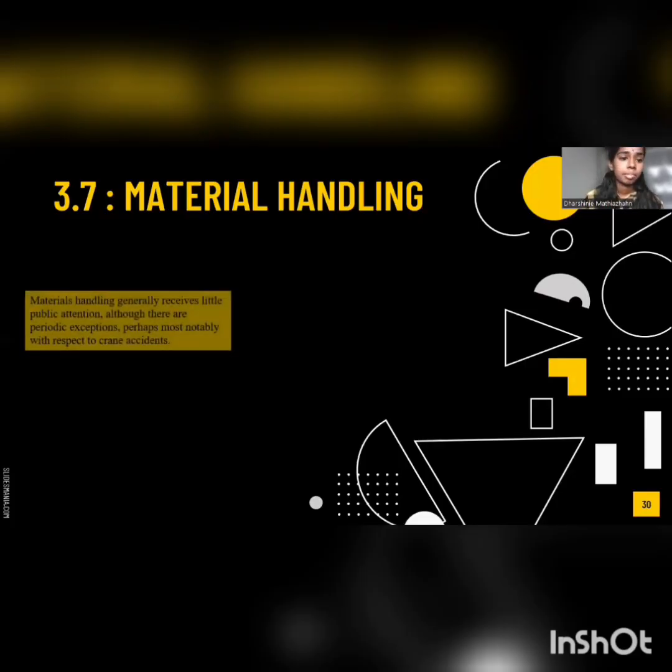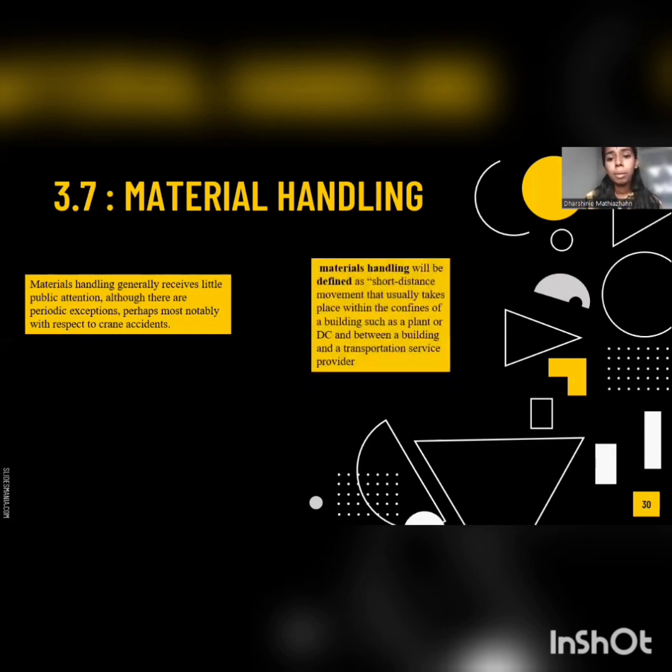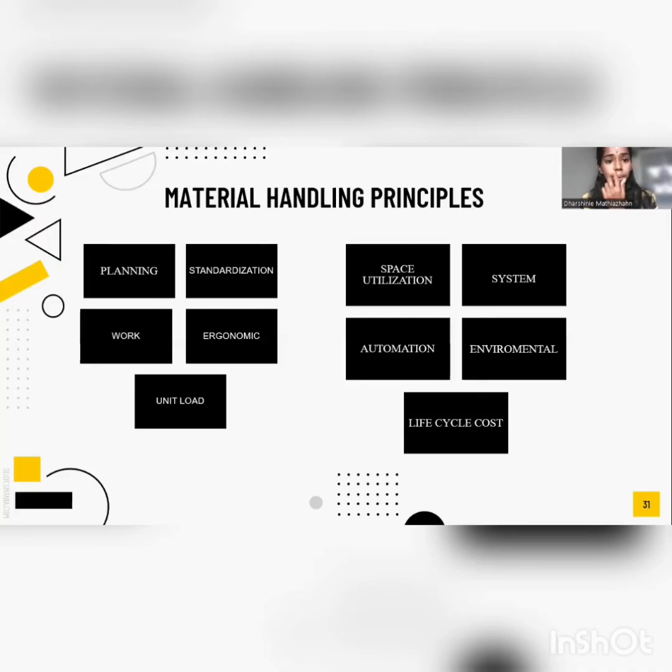Material handling. Okay, material handling generally receives little public attention, although there are priorities and expectations, perhaps more notable with respect to train accidents. Material handling is defined as short-distance movement that takes place within the confines of a building, such as a plant or DC, and between a building and a transportation service provider. Okay, material handling principles.